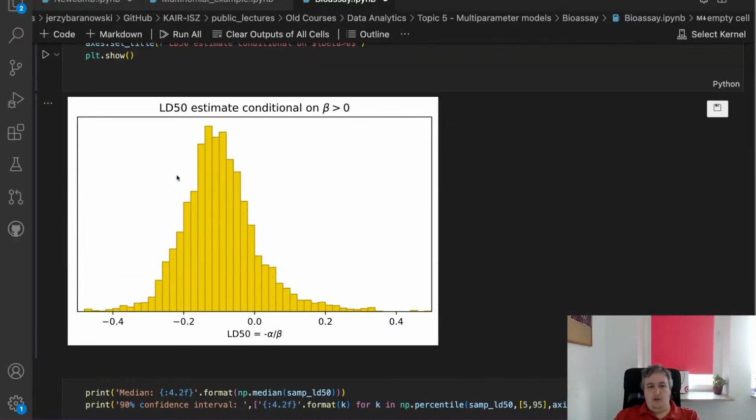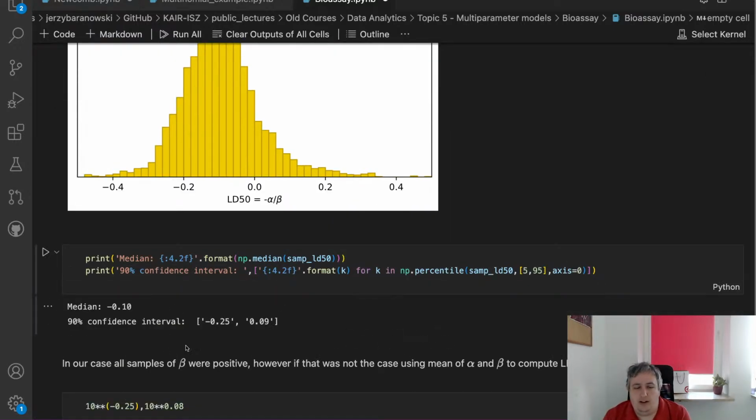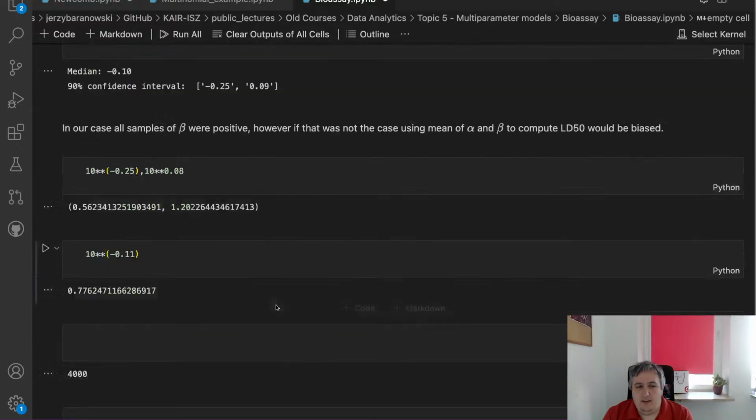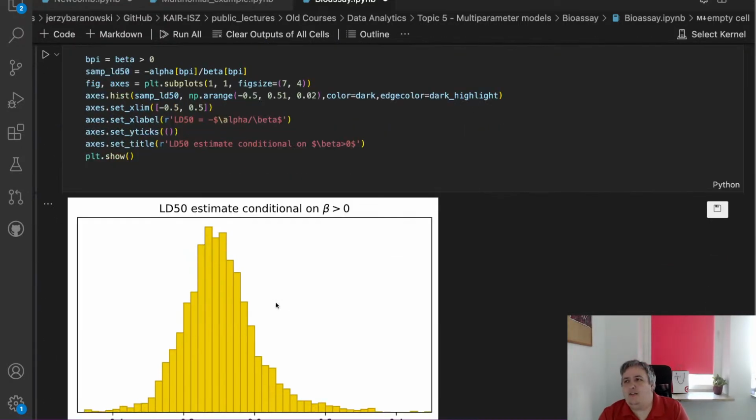And that gives us the distribution of the LD50 value. Remember that because the dose is a logarithm, the LD can also take a negative value. So, conditional on beta being greater than 0, so that the model is at least reasonable, we can estimate the values of the lethal dose 50. And we can get this confidence interval very, very easily. So that's a summary of this.